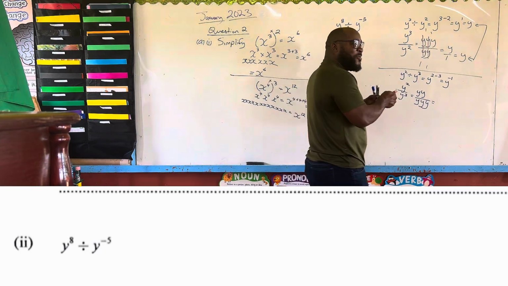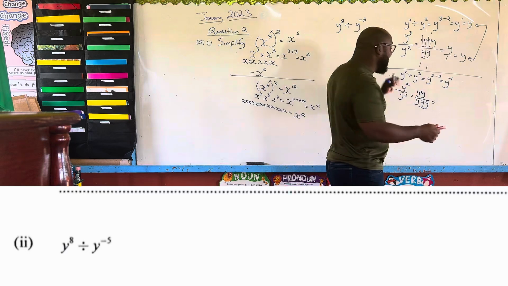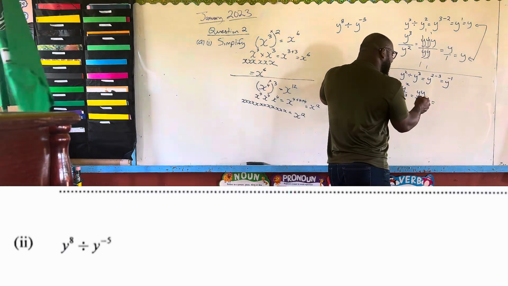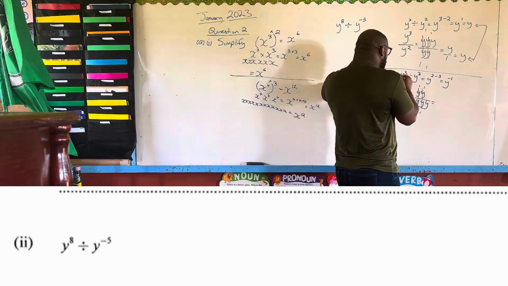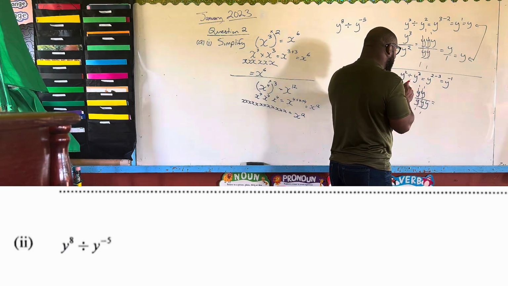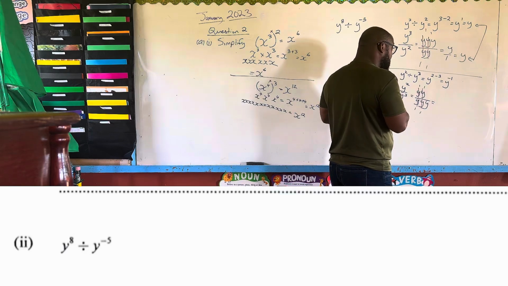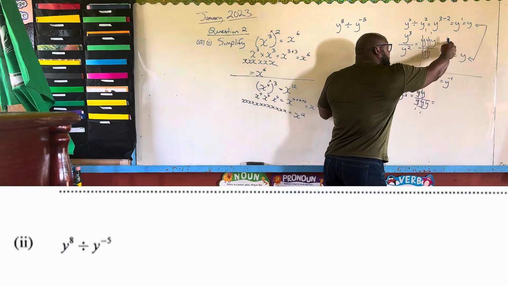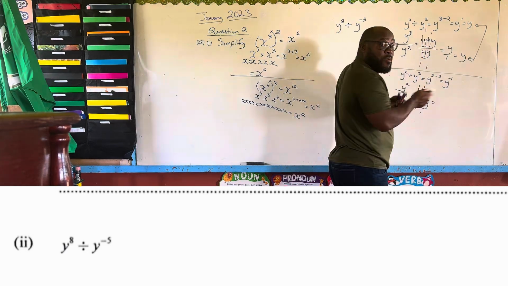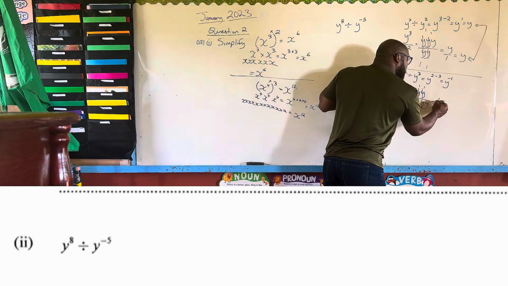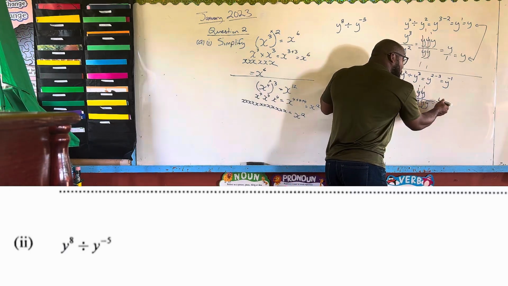Let's go. y cancels y. y cancels y. But what's happening here now? What's the answer? Cancel that y. This was y over 1, so it's 1 over y. This is just simply 1 over y.